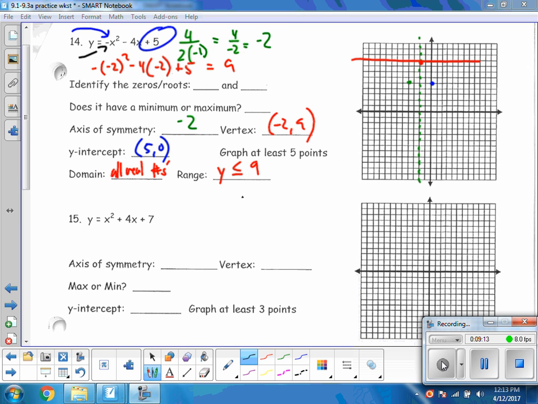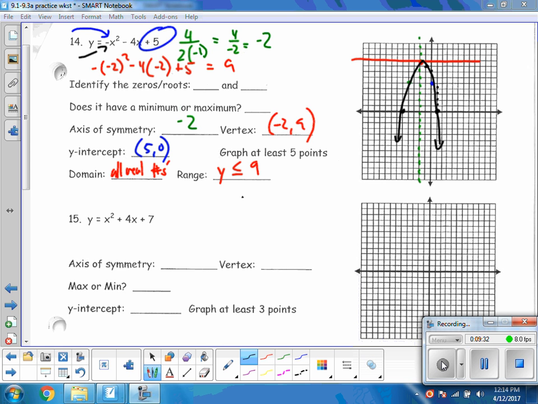Awesome. So over 1, down 1. Over 1, down 3. 1, 2, 3. Over 1, down 5. 1, 2, 3, 4, 5. And I'm going to mirror it. There is my parabola.